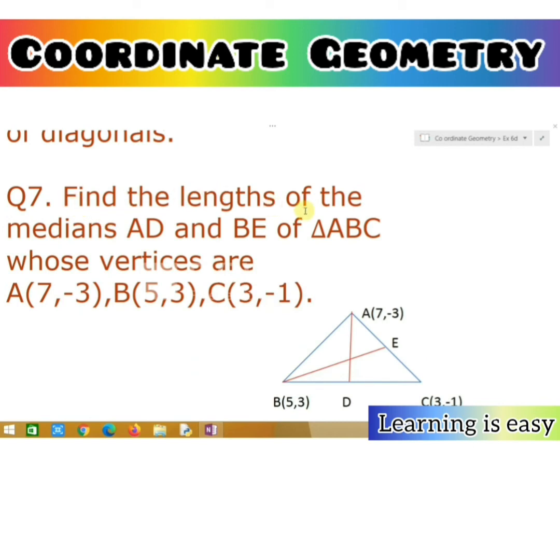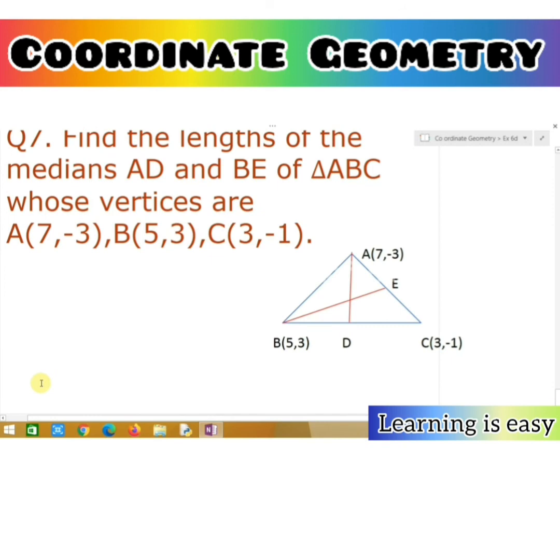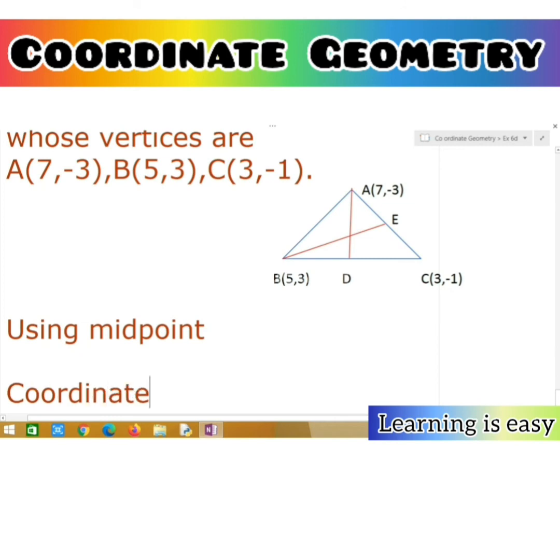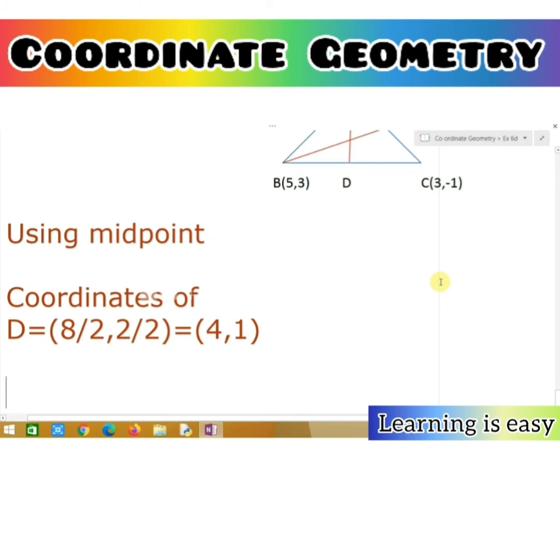Next, question 7. Find the lengths of the medians AD and BE of the triangle ABC, and the vertices are given A, B and C. So two medians are given over here, D and E, which pass through the lines BC and AC. So using the midpoint formula, we can get the coordinates of D and E. First we'll get the coordinates of D. That's going to be 5 plus 3 divided by 2, 8 by 2, and y coordinate 3 minus 1, so that's 2 by 2, which is going to be 4 comma 1. So the coordinates of D is 4 comma 1.